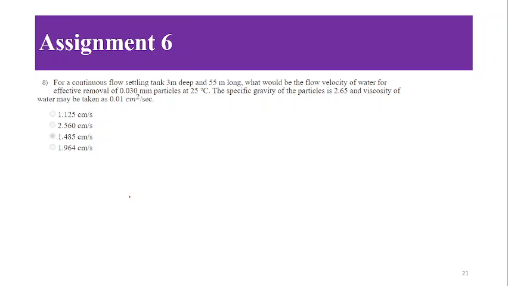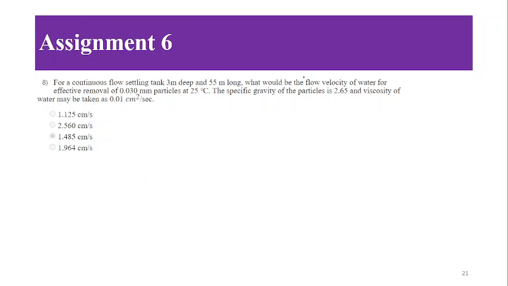The sixth question had: for a continuous flow settling tank 3 meter deep and 55 meter long, what would be the flow velocity of water for effective removal of 0.03 millimeter particles at 25 degrees Celsius? The specific gravity of the particles is 2.65 and the viscosity of water may be taken as 0.01 centimeter square per second. So we know the dimensions of this tank.